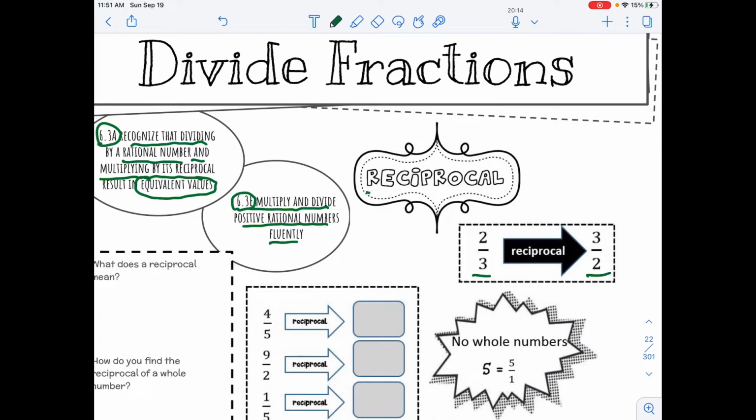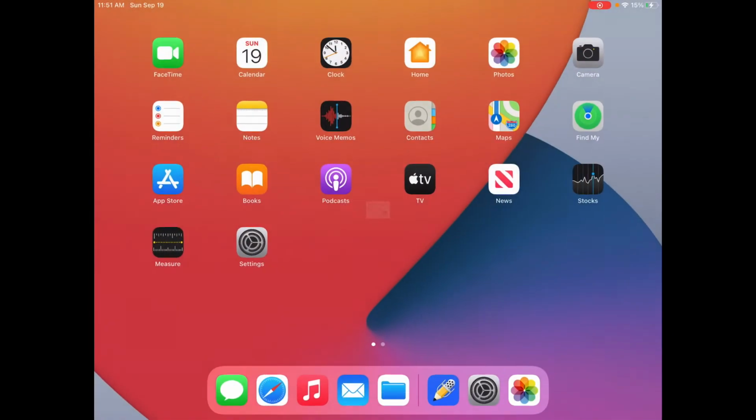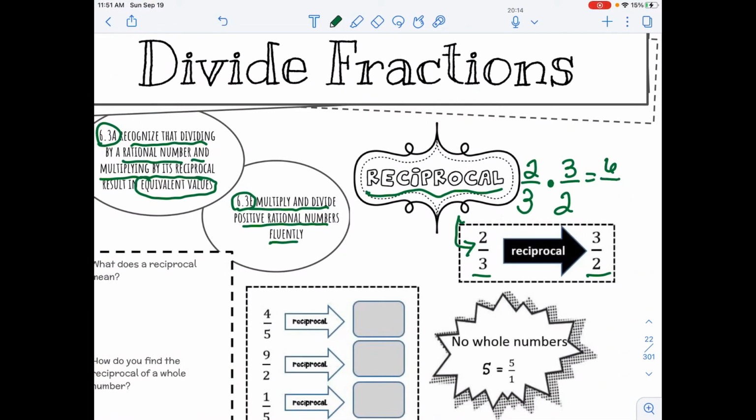Okay, so the new word you are learning is reciprocal. Some of you have heard it and some of you may not, but basically it is a fraction that is flipped upside down, that when you multiply the fraction by its reciprocal, it's going to equal 1. And we will discuss that right now with 2/3. So the reciprocal of 2/3 is 3/2. If I take 2/3 and multiply it by its reciprocal, 3/2, I'm going to get 6 over 6, which is 6 divided by 6 equals 1.